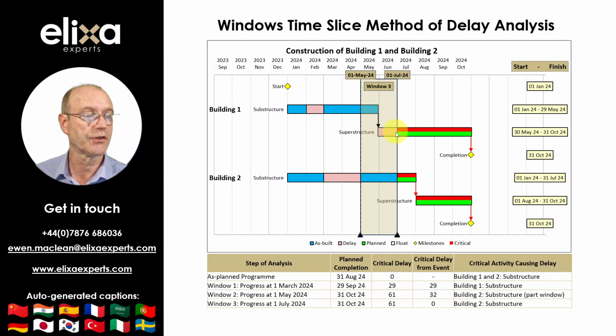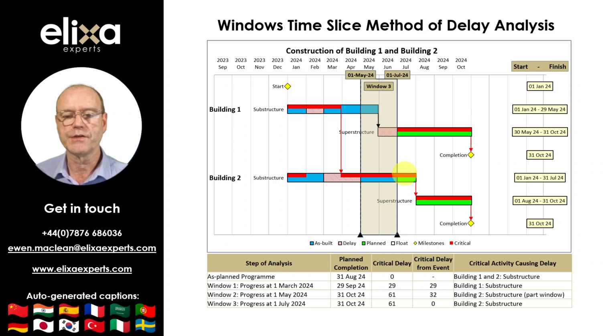Although it is evident that Building 1 has become critical at the 1st of July. I've also highlighted the critical path in the as-built section of the program to show the critical path running through Building 2 in Window 3. However, is this right? The answer here is it is right, but programs need to be reliable, so the analyst should be alert to any flaws or changes in the program activities, durations, logic or progress reporting.